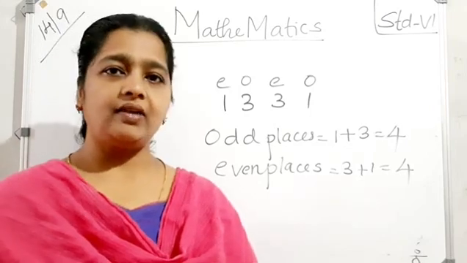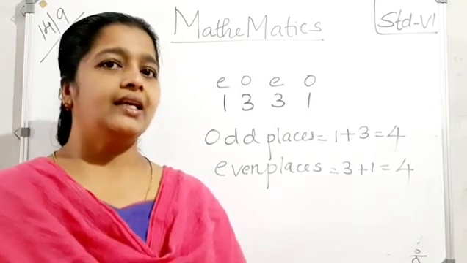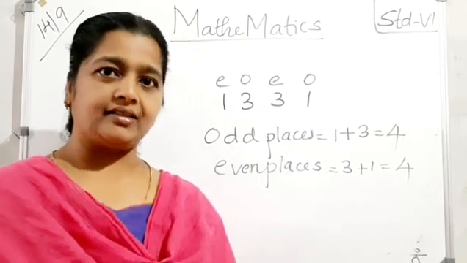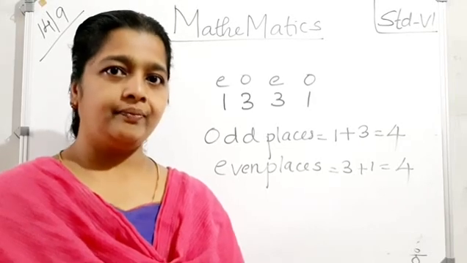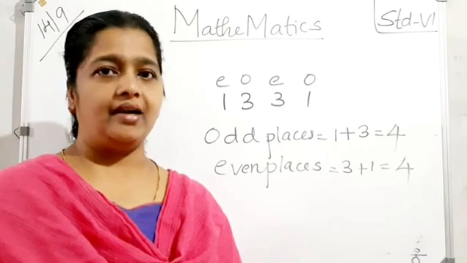So say the rule once more. Find the difference between the sum of the digits at odd places and the sum of the digits at even places. Then the difference is either 0 or divisible by 11, that is, multiples of 11. Then we can say that the whole number is divisible by 11.